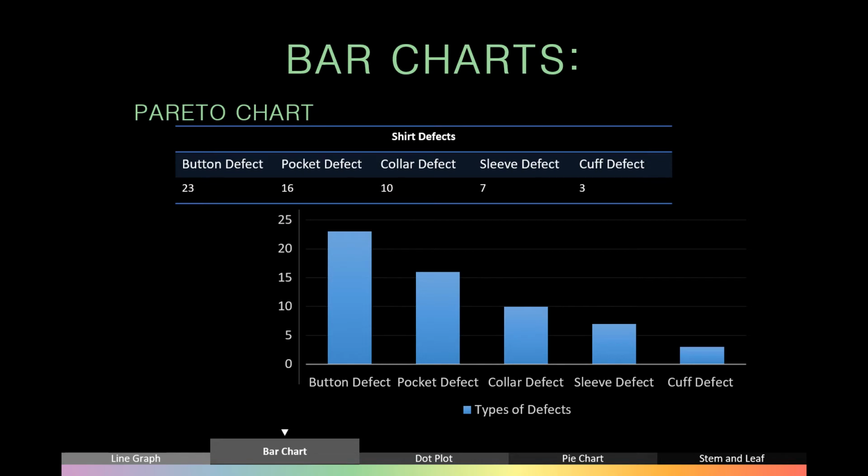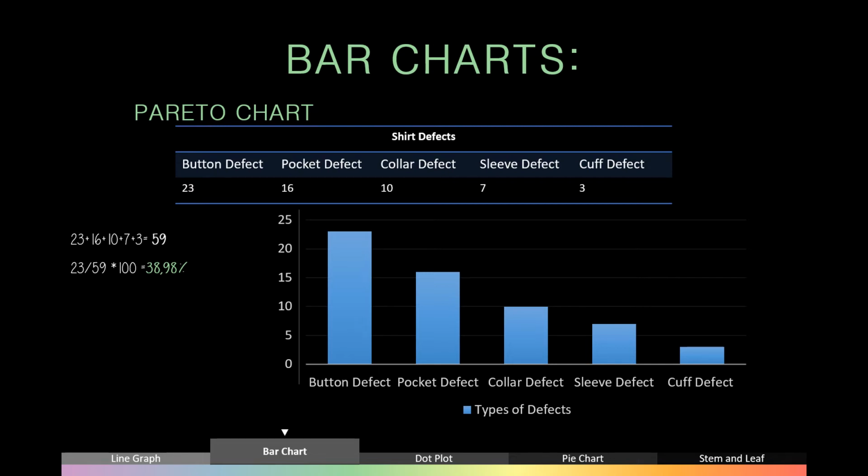So we're going to do this by summing 23, 16, 10, 7, and 3 to get a total of 59. And then for each defect, we're going to calculate the percentage. For button defects, we're going to take 23 divided by 59, which is our total, multiplied by 100 to get a percentage of 38.98%, and that tells us that button defects contribute approximately 39% of total defects.